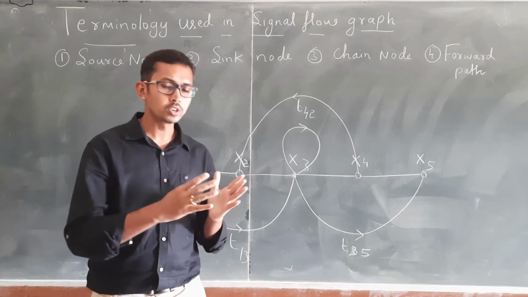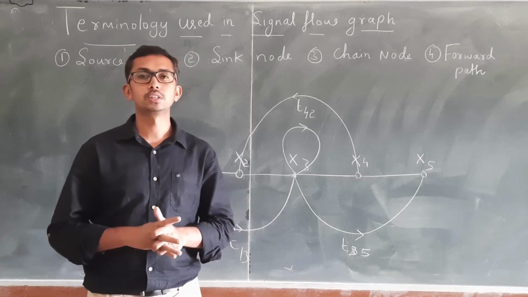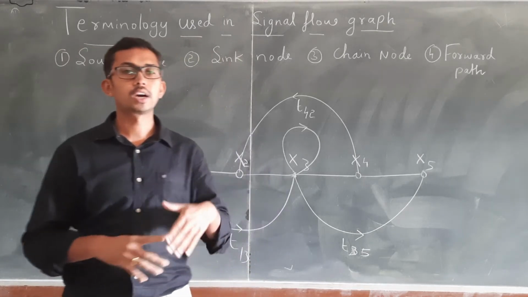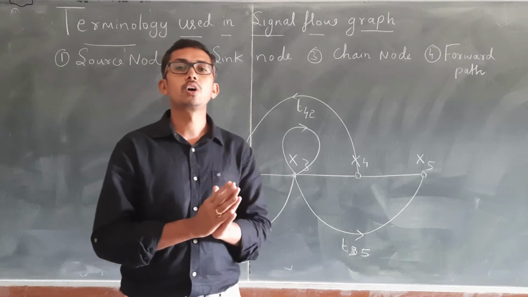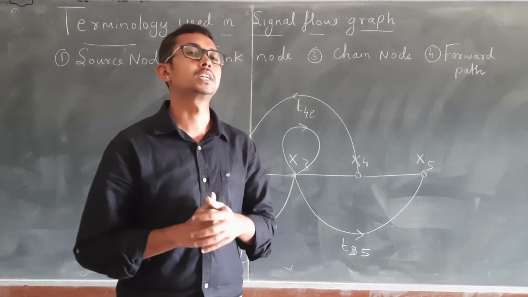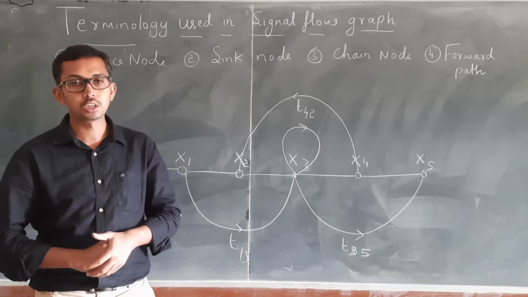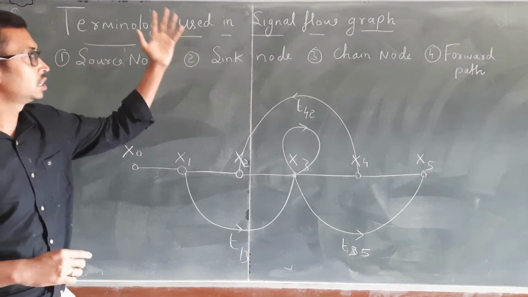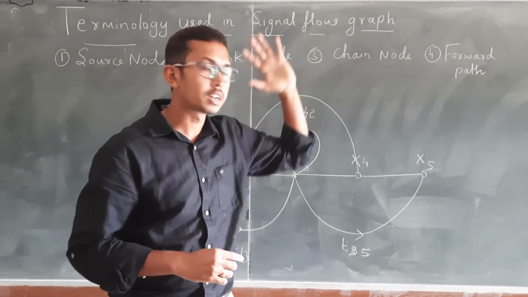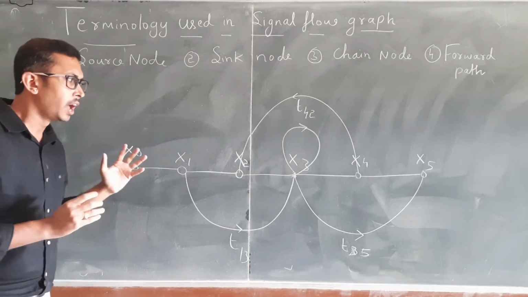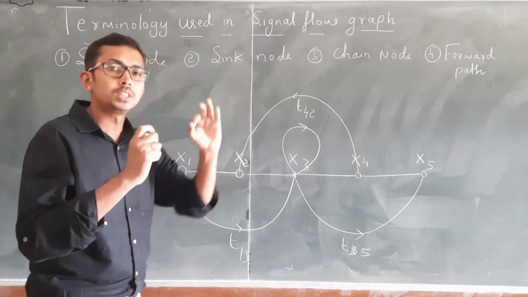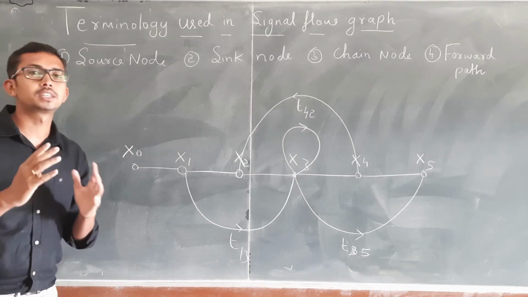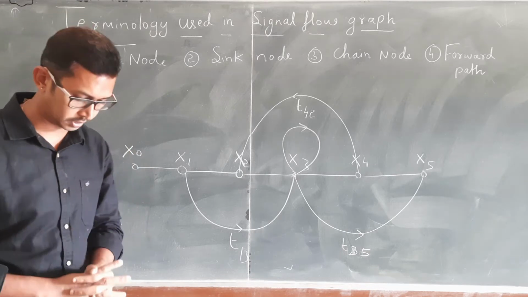Okay, so now we are going to discuss some of the terminologies. I think in the previous class we stopped in the middle, right? So we are going to continue the same thing. The terminologies of signal flow graph representation are very important to solve the problems. Here I have taken one example, and with this example I am going to explain the various terminologies of signal flow graph representation.